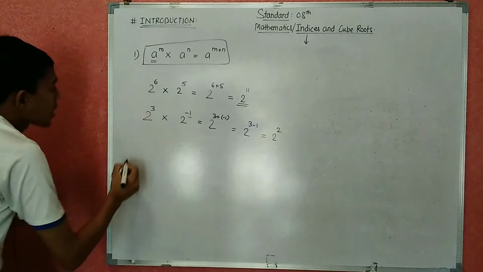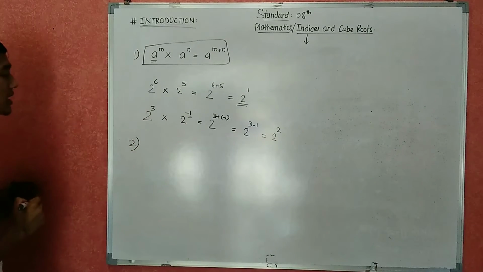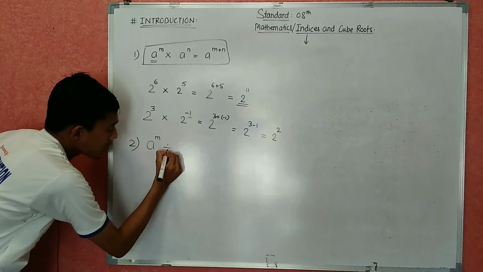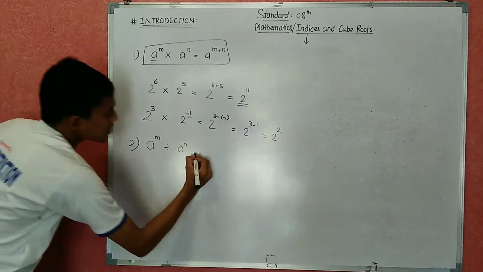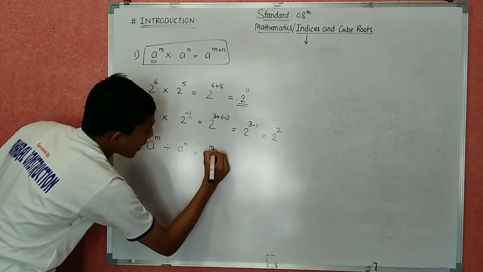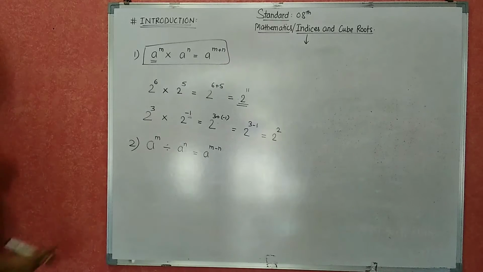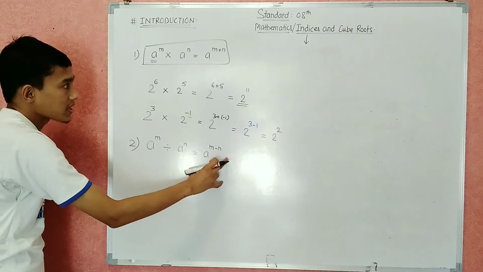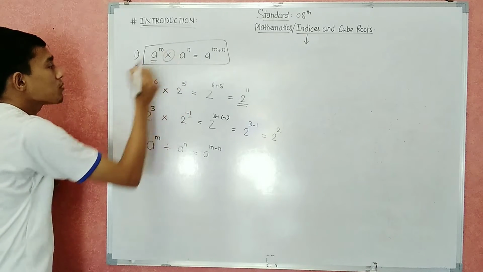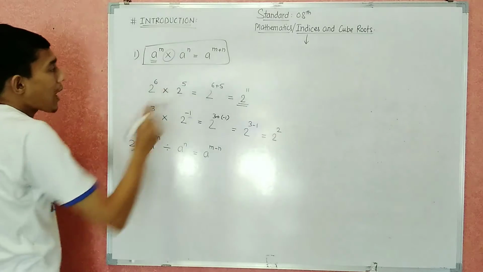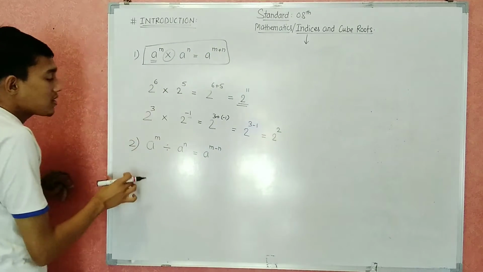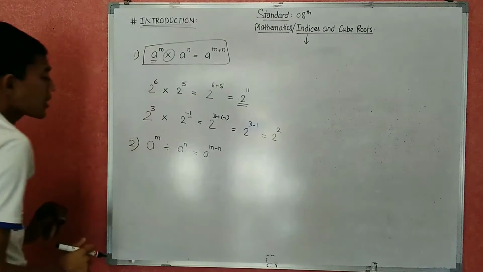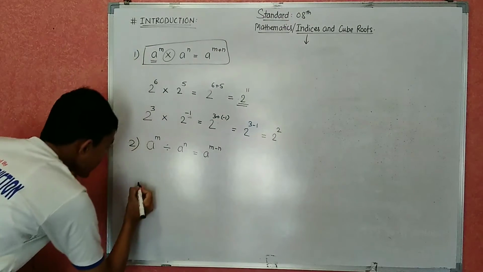Now we will see another law, that is the second law of indices. It is a raised to m divided by a raised to n is equal to a raised to m minus n. When there is multiplication between two index numbers, we add the powers. And when there is division between the two numbers, we subtract the powers.